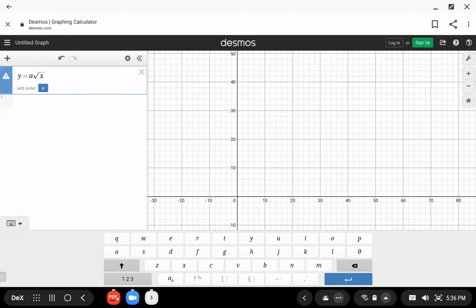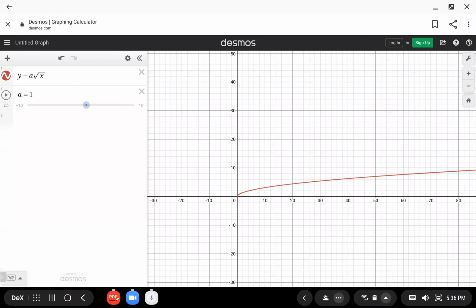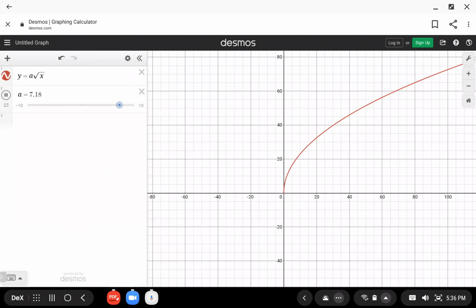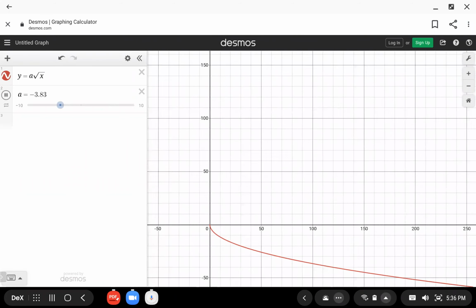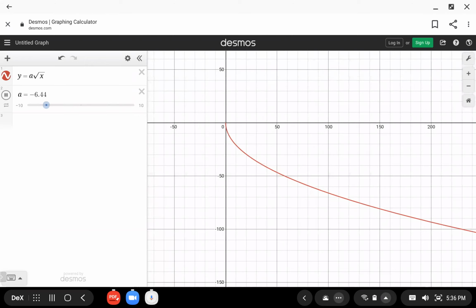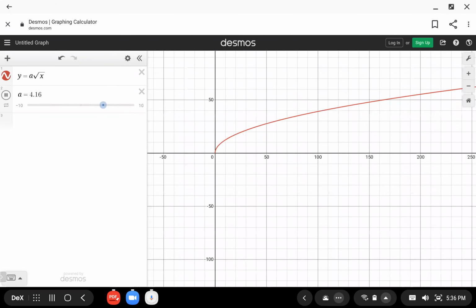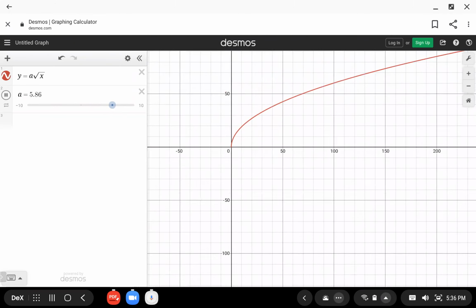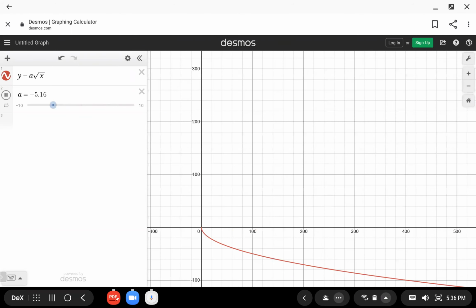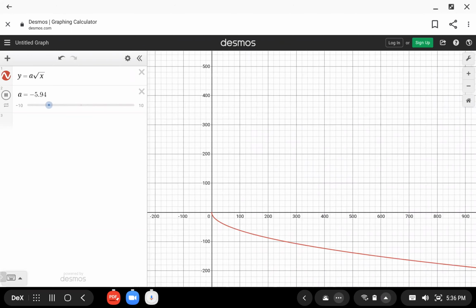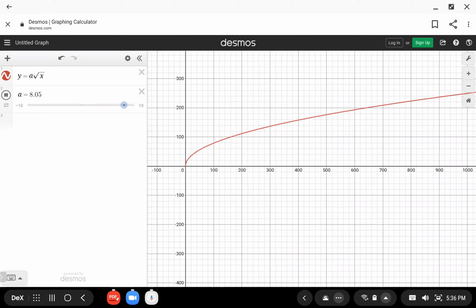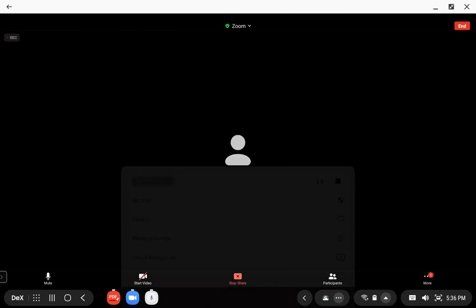Let's add a slider here. What does a do? Let's animate this. Does anybody know what a does? Let's observe this animation. What exactly does a change in this function? Okay, let's stop this animation. What does a change in this function?